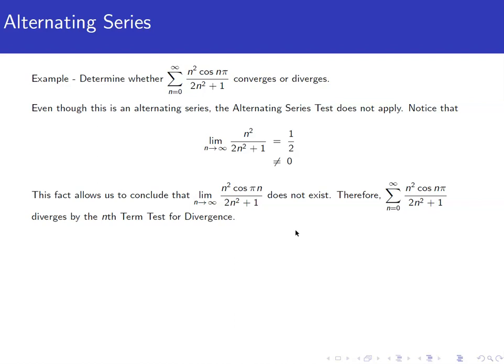So do not get caught in a trap of always using alternating series tests for all alternating series. It's just not the way to do it. In order to apply the alternating series test, we need to make sure that we have decreasing terms that have a limit of 0. This does not.